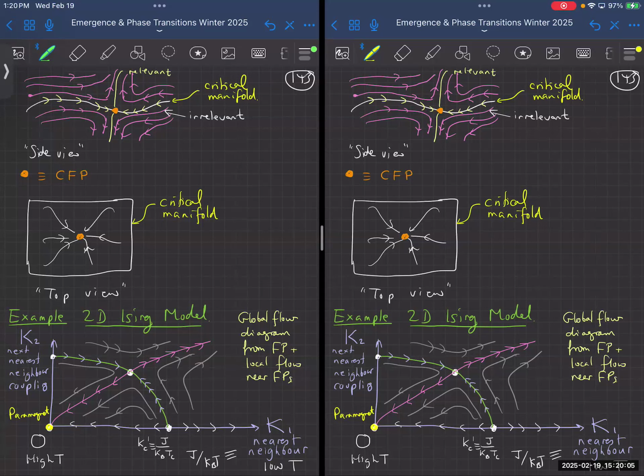On the other hand, if I'm looking at the phase, all the spin-spin interactions have gone to zero. So now I've just got individual spins interacting with an external magnetic field. That is a paramagnet. On the other hand, at low temperatures, all of these flows here are going to some low temperature fixed point, and that low temperature fixed point turns out to describe the ferromagnetic phase.